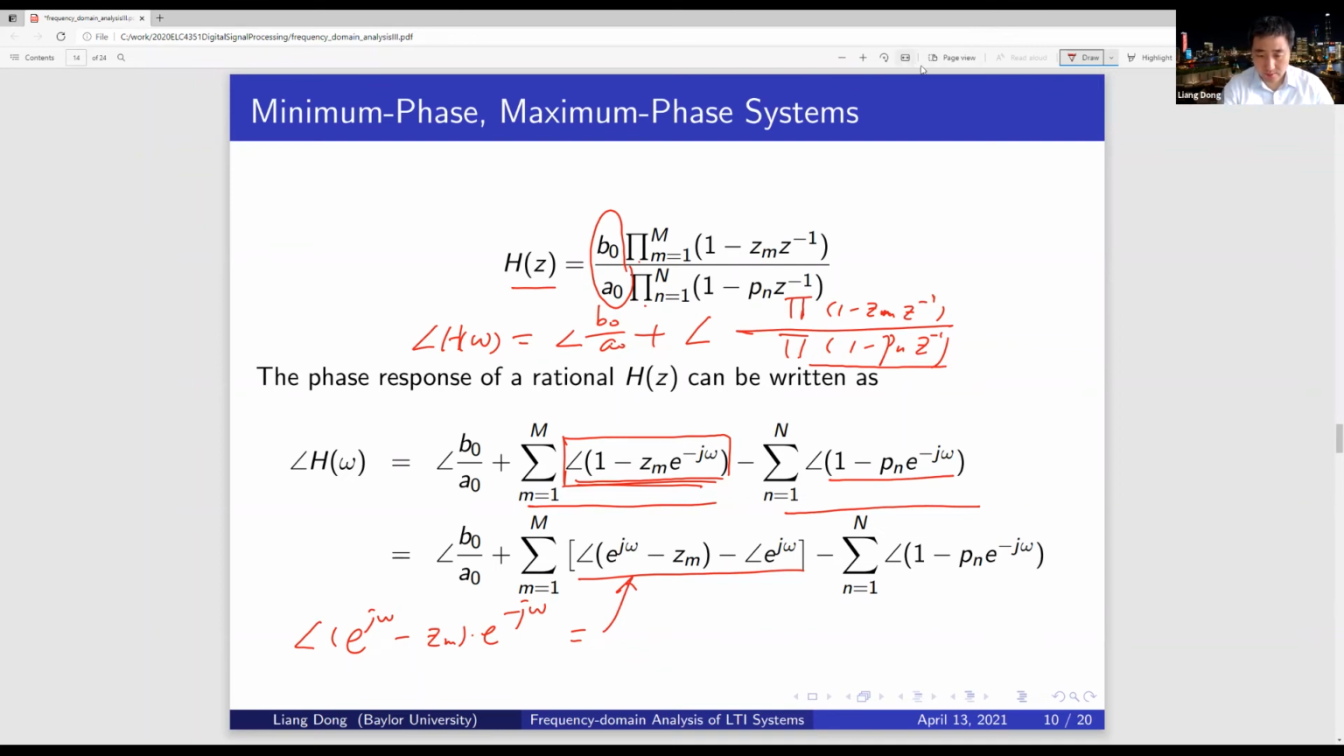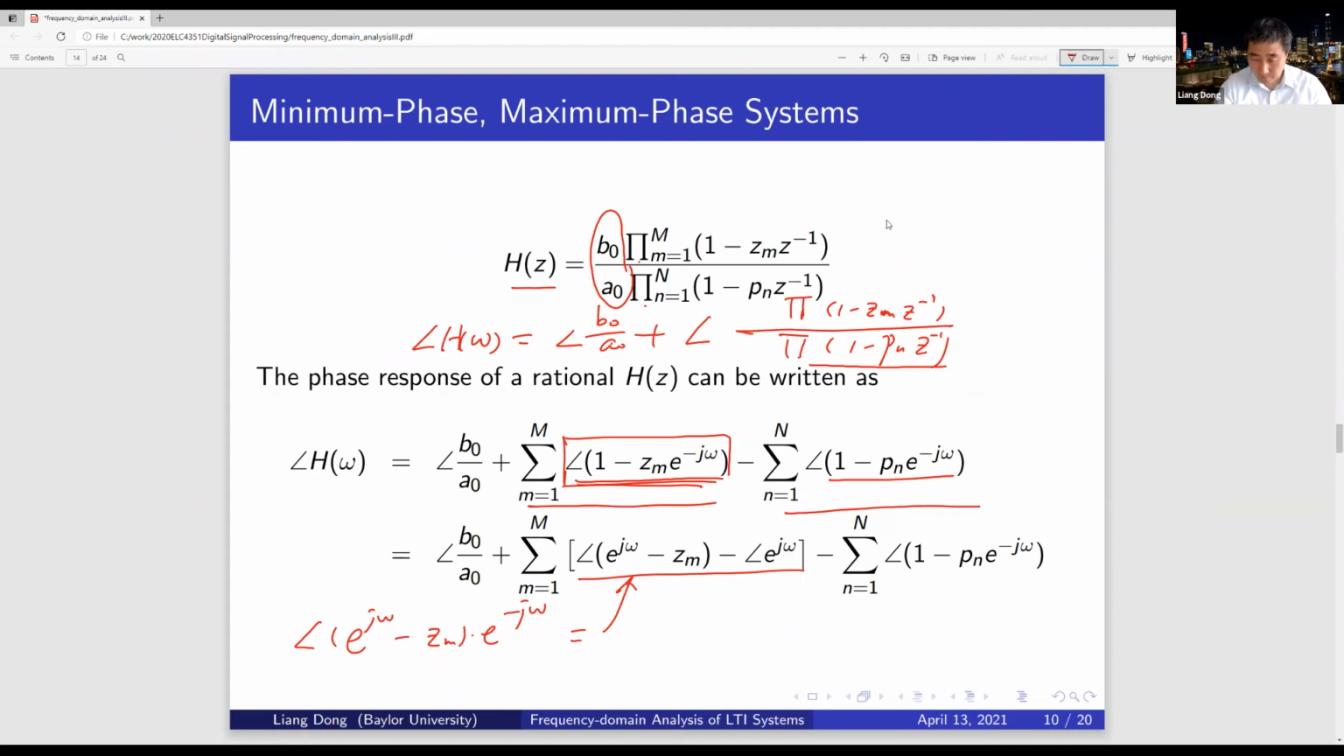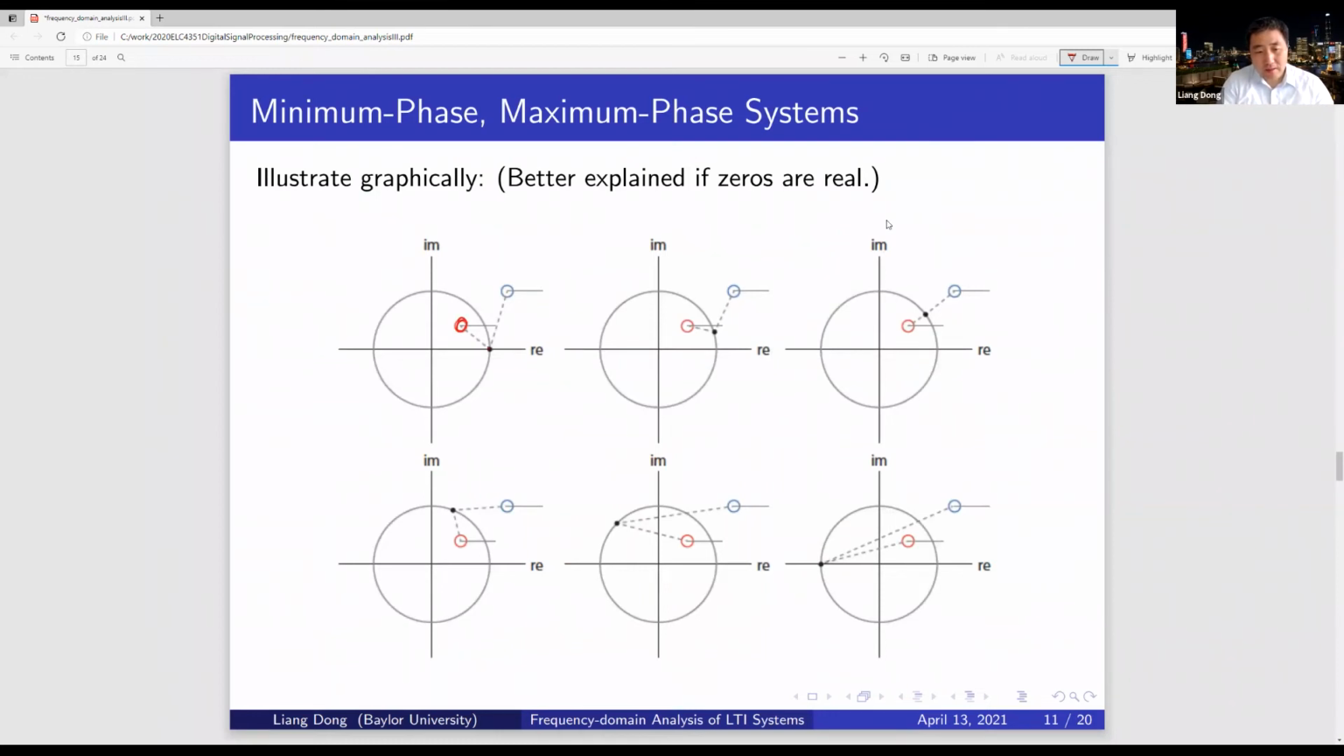And what is this? If I'm looking at that on the z plane, a complex plane, the red ones are the zeros. The blue dots are the poles. So we are looking at those. Let me just write on here. The point here goes on the unit circle. This point is e to the power j omega. The point here is Zn. Right. So what is this angle?